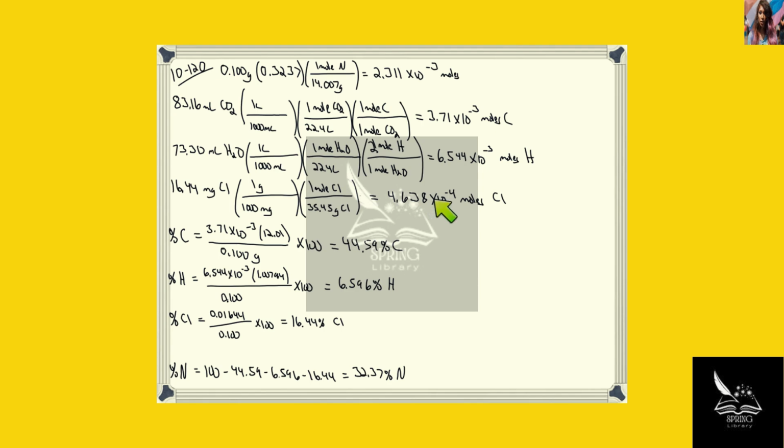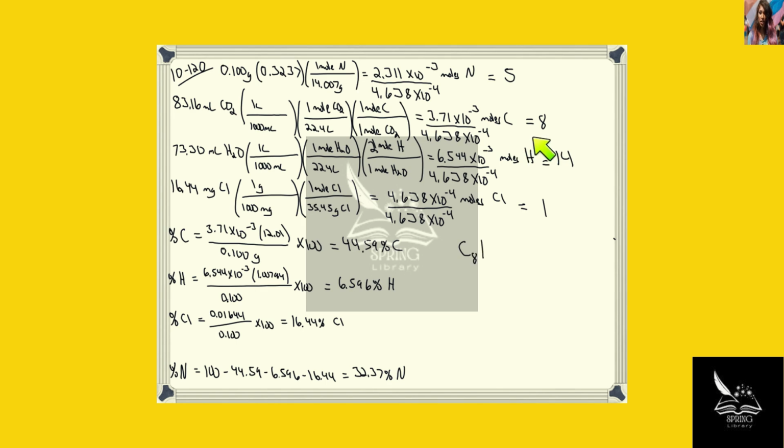Now that we know the moles of each element in the 0.1 gram sample, we can divide by the smallest mole value, which is 4.638 times 10 to the negative 4. And this will hopefully give us some whole numbers corresponding to the mole ratios of each element in the compound. This first one is 5, the next one is 8, and then 14, and this one of course is 1. So the empirical formula then is going to be 8 carbons for every 14 hydrogens, for every 5 nitrogens, for every 1 chlorine.